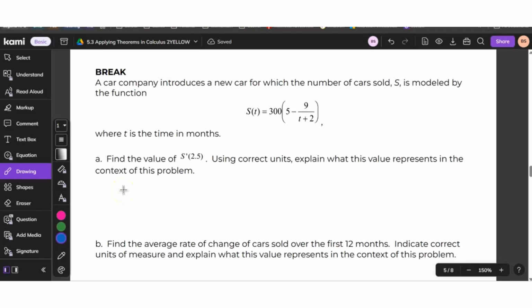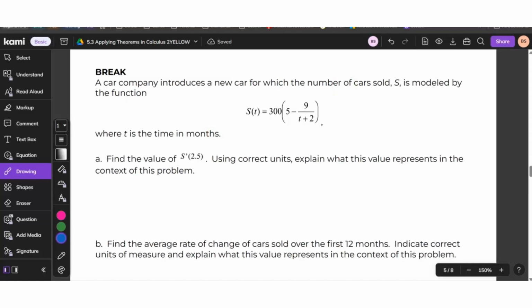A car company introduces a new car for which the number of cars sold S is modeled by the function S of t equals 300 and so on, where t is the time in months. Find the value of S prime of 2.5. Using correct units, explain what this value represents in context of the problem. Okay. So in order to find S prime of 2.5, for now, we're just finding what is the derivative at 2.5, so after 2.5 months.